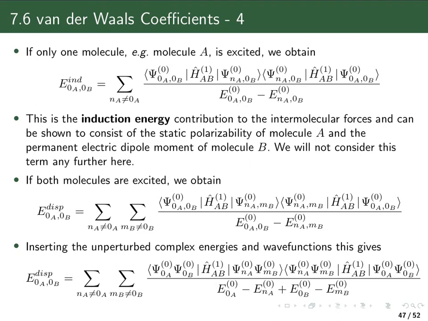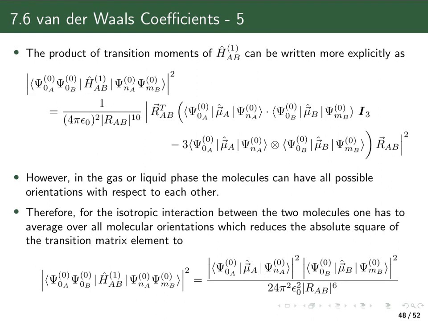We can write this term in this form here, where I have an energy difference between ground and excited state for molecule A, plus an energy difference between ground and excited state for molecule B. And in the numerator, I have a usual kind of transition moment with our perturbation operator. Let's look at that more. And right here is the norm squared.